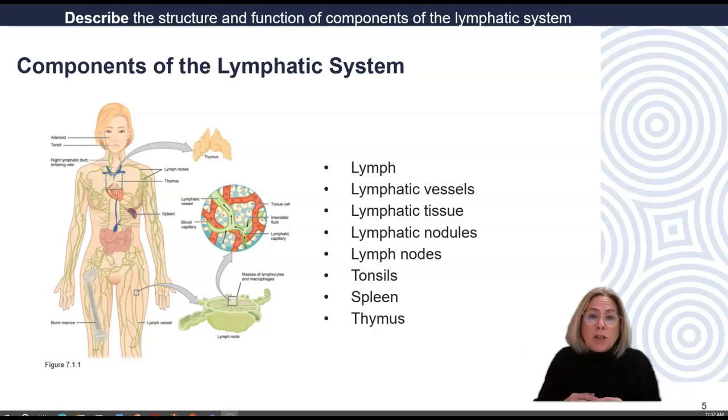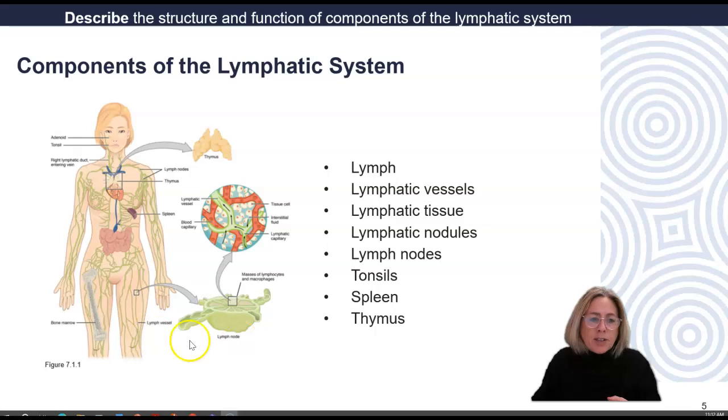Okay, so components of the lymphatic system, we have the fluid, which is the lymph, right? Whenever you're thinking of the lymphatic system, you need to be thinking of your T lymphocytes and your B lymphocytes, okay? These are formed in your red bone marrow, then they leave the red bone marrow. The T lymphocytes, of course, mature in the thymus, and then the T and B lymphocytes migrate to lymphatic tissue that's found in lymph nodes and also in organs of the lymphatic system.